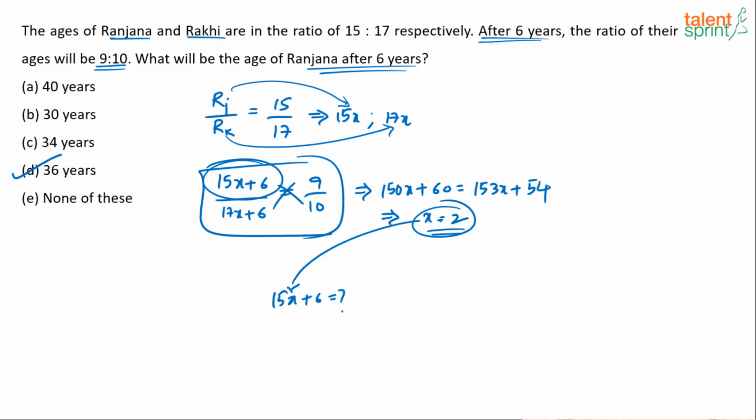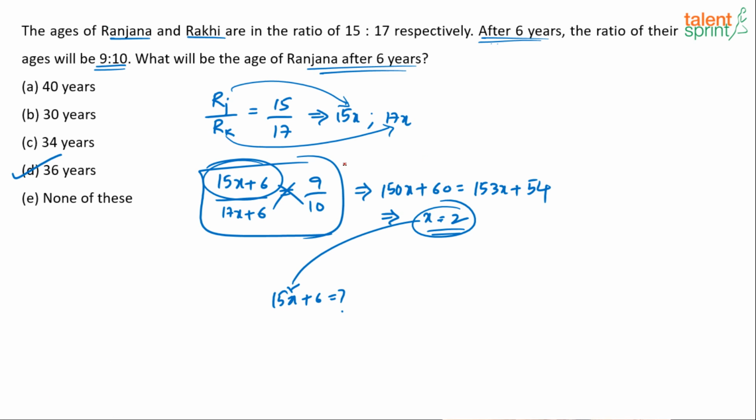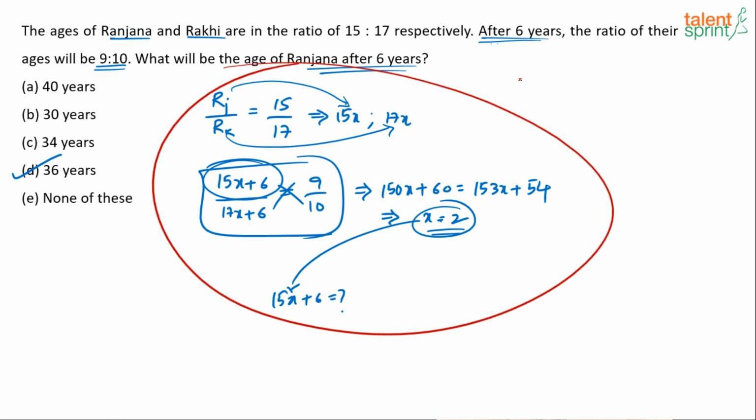Just look at this. Forget about all these calculations that we have done. I'm changing the color of my pen to differentiate between the two types of solutions. Yeah. Forget about all this that we have done here, right? Not required. What does it say? The ages of Ranjana and Rakhi are in the ratio of 15:17. After 6 years, the ratio of their ages will be 9:10. What will be the age of Ranjana after 6 years?